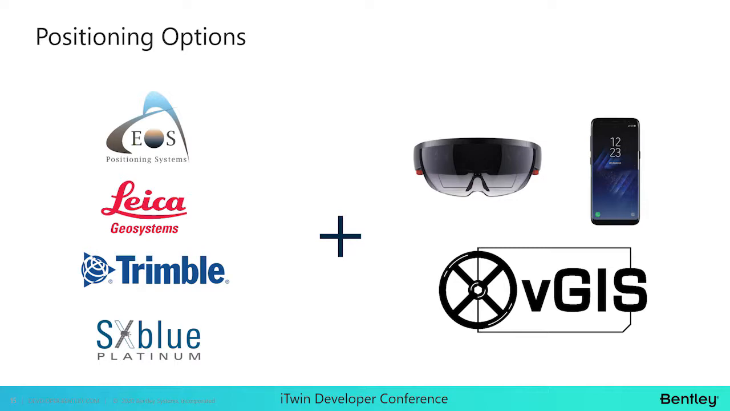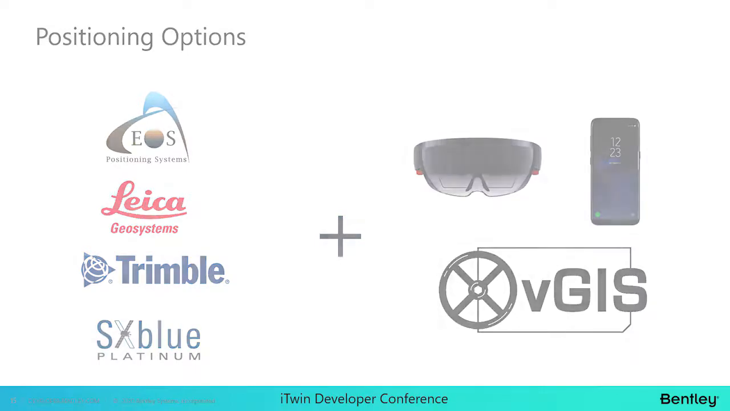Similarly, VGIS offers a very innovative solution for HoloLens users. Users using the HoloLens 2 device have the ability to use what we call a GNSS to HoloLens bridge, which enables that HoloLens device to achieve survey-grade accuracy in the field by virtue of connecting it to a GNSS unit.